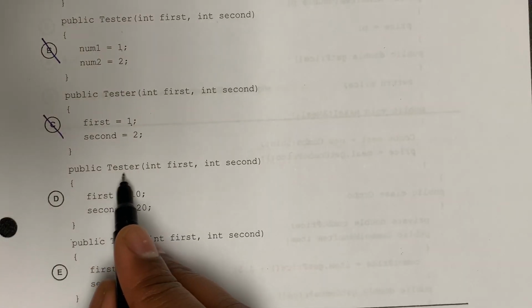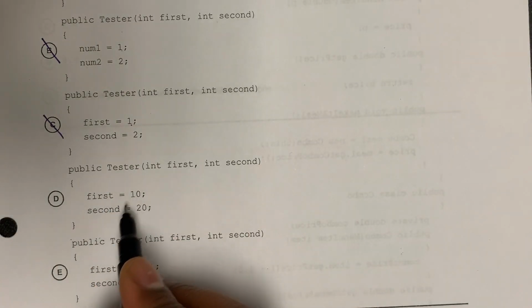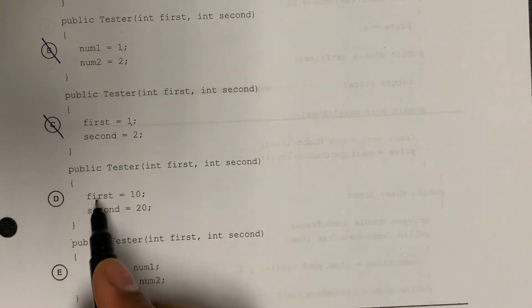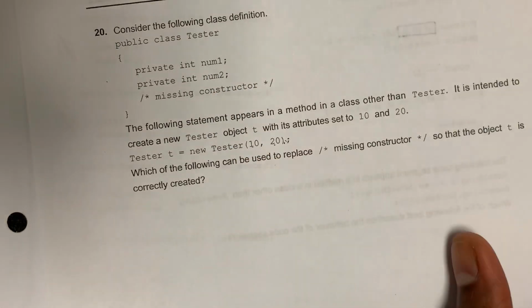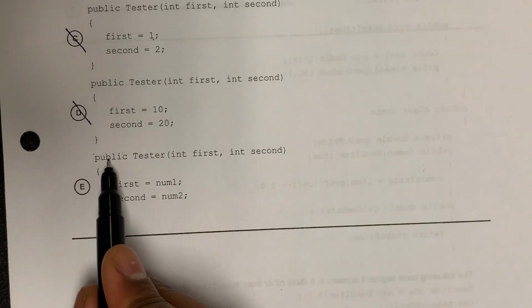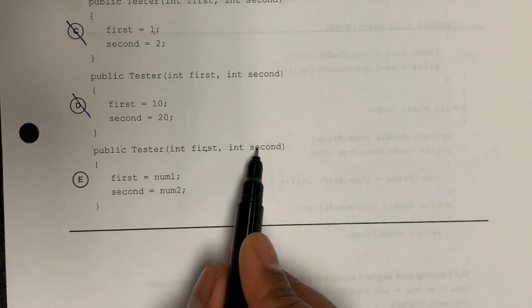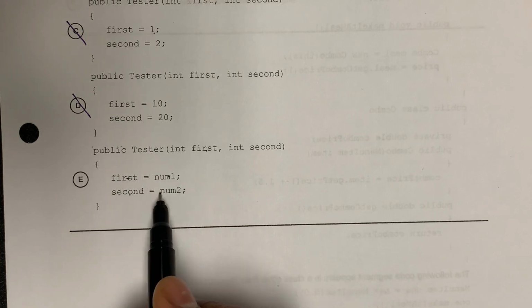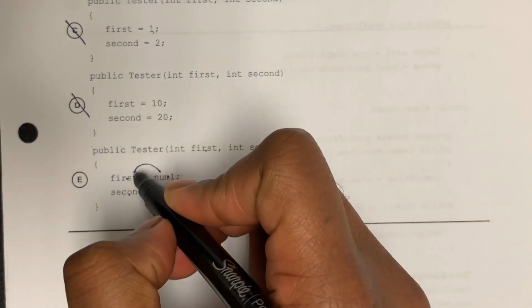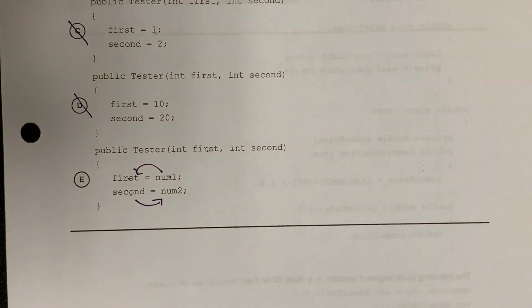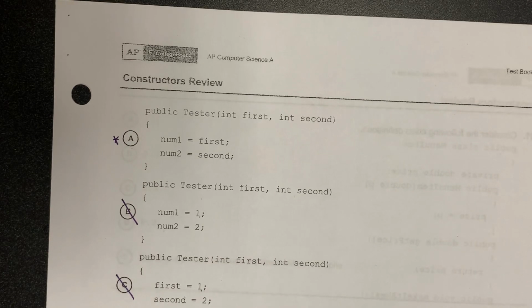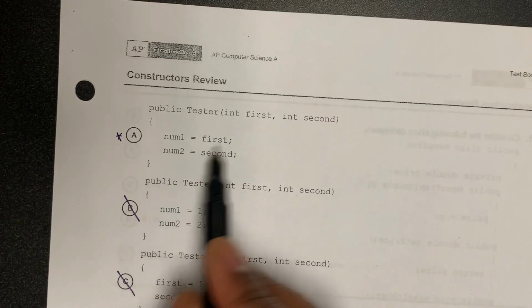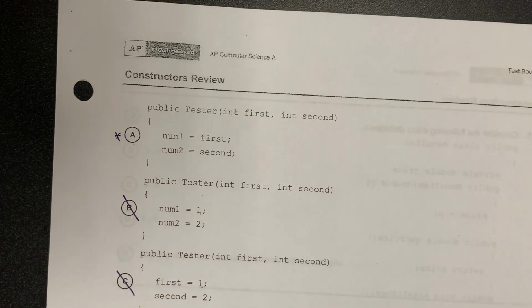For D, you have public Tester, int first, int second. First equals 10, second equals 20. Again, that's fine, but it doesn't actually change the value of the instance variables that we need. So that won't work. And lastly, for E, we have public Tester, int first, int second. First equals num1, second equals num2. It's almost right. It should just be the other way around. Num1 equals first and num2 equals second. So A is the correct answer because it has the instance variables updated with the values of the parameters of the constructor.